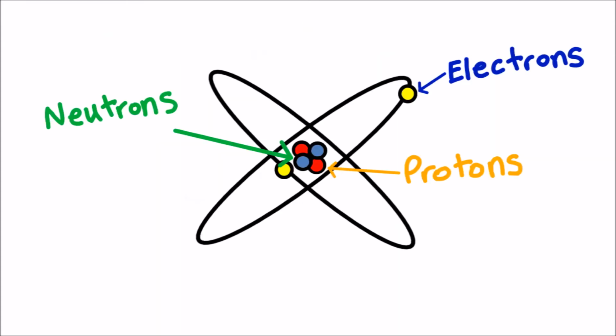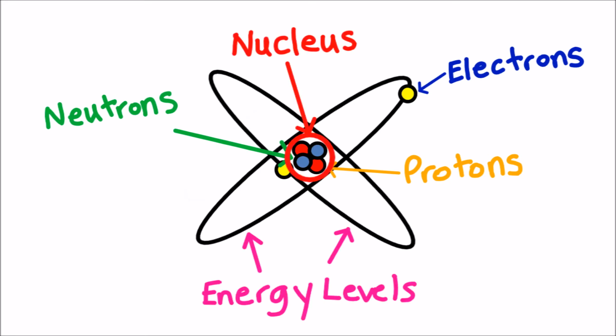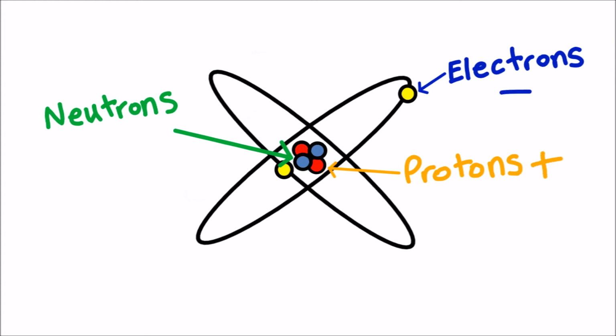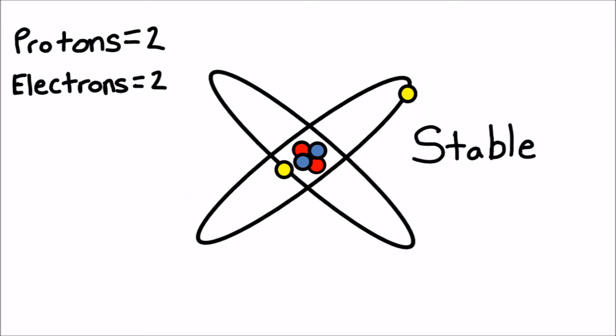Atoms contain three subatomic particles called protons, neutrons, and electrons. The protons and neutrons are found in the nucleus at the center of the atom. The electrons are arranged in energy levels around the nucleus. Protons have a positive charge, while electrons have a negative charge. Neutrons, on the other hand, have a neutral charge, meaning they have no charge. Each stable atom has the same amount of protons and electrons.